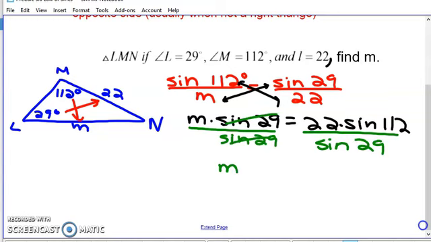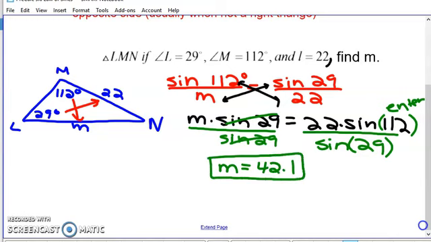So this is just a reminder with putting it in the calculator: you want to put the parentheses, because it'll come up this way in the calculator. You either want to close those parentheses or you want to hit enter after you do the top. So 22 times sin 112, hit enter, divided by sin of 29, hit enter, and you should get your side. Round it to the nearest tenth. Okay? So that's law of sines.